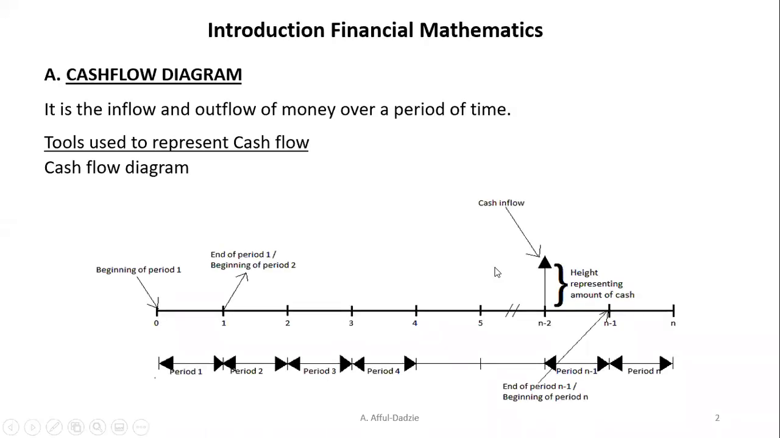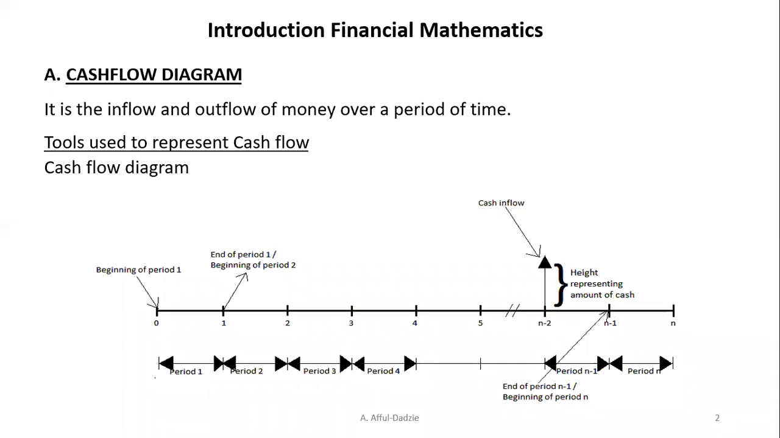So the first thing we want to look out for is what we call a cash flow diagram. A cash flow diagram is just a tool we use to represent the inflow and outflow of cash. Inflow represents money coming into your coffers, and outflow represents money leaving your coffers. If you're a business or an individual, there are certain times you part with money and there are certain times you receive money. Whenever you are parting with money, that is an outflow. Whenever you're receiving money, that is an inflow.